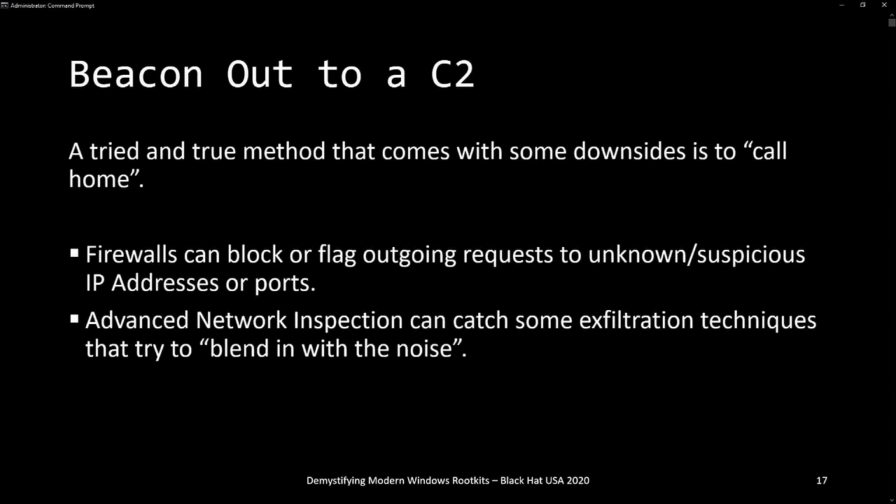So let's talk about communicating with a rootkit. Well, a tried and true method is just to beacon out to a C2. Now, firewalls can block or flag outgoing requests that go to suspicious IPs or ports, and even for the more advanced techniques, there are new features such as advanced network inspection that try to combat them.